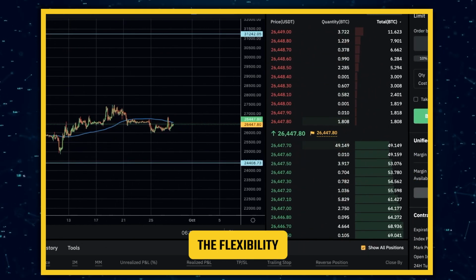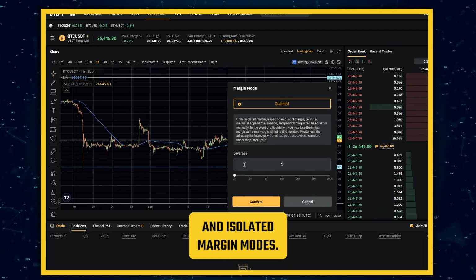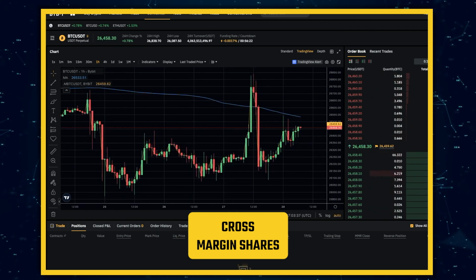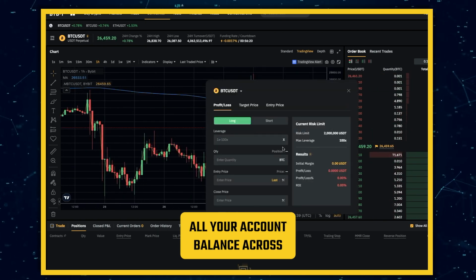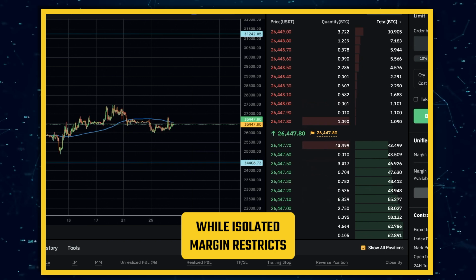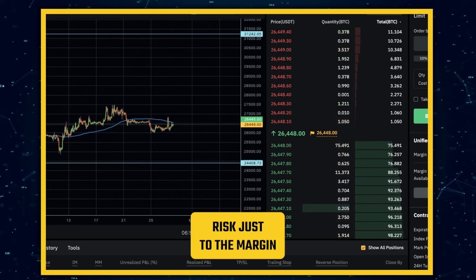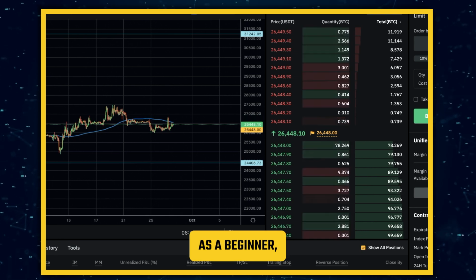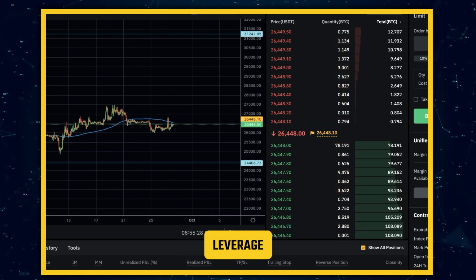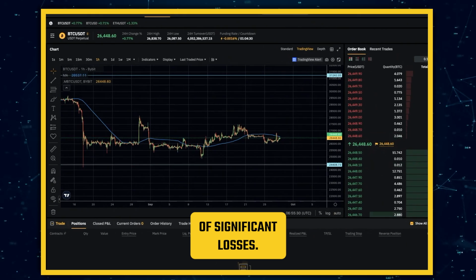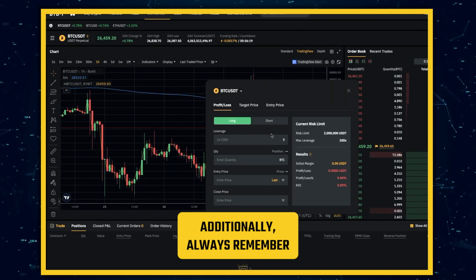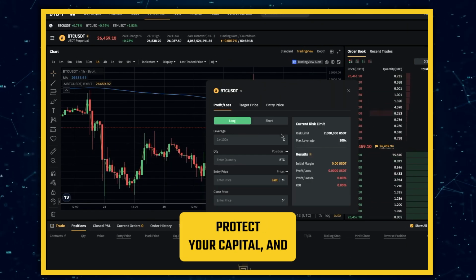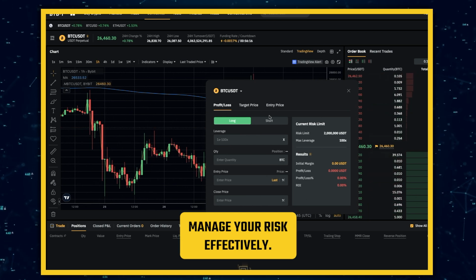Bybit also gives you the flexibility to choose between cross and isolated margin modes. Cross margin shares all your account balance across all open positions, while isolated margin restricts risk just to the margin allocated for a specific position. As a beginner, it's wise to start with lower leverage to minimize the risk of significant losses. Additionally, always remember to set stop-loss orders to protect your capital and manage your risk effectively.